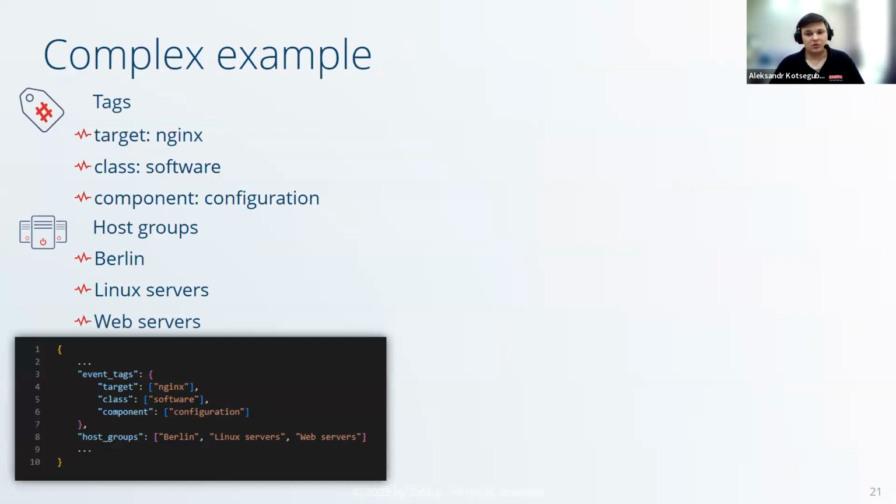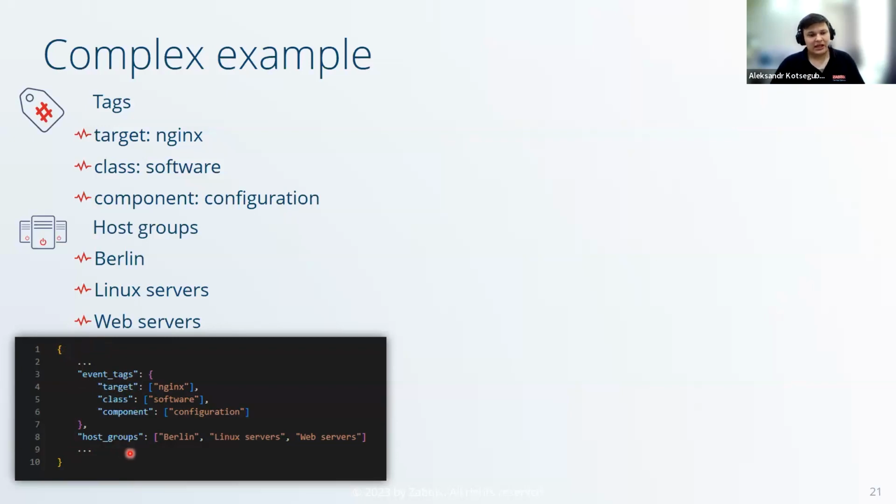As an example, we have a host with three tags: target Nginx, class software, and component configuration. This host was linked with three host groups: Berlin, Linux servers, and web servers. As an example, we need to run a playbook for changing Nginx configuration if this event was received. In the screenshot, you can see the structure of this event, and we have discussed these fields, its event tags and host groups.